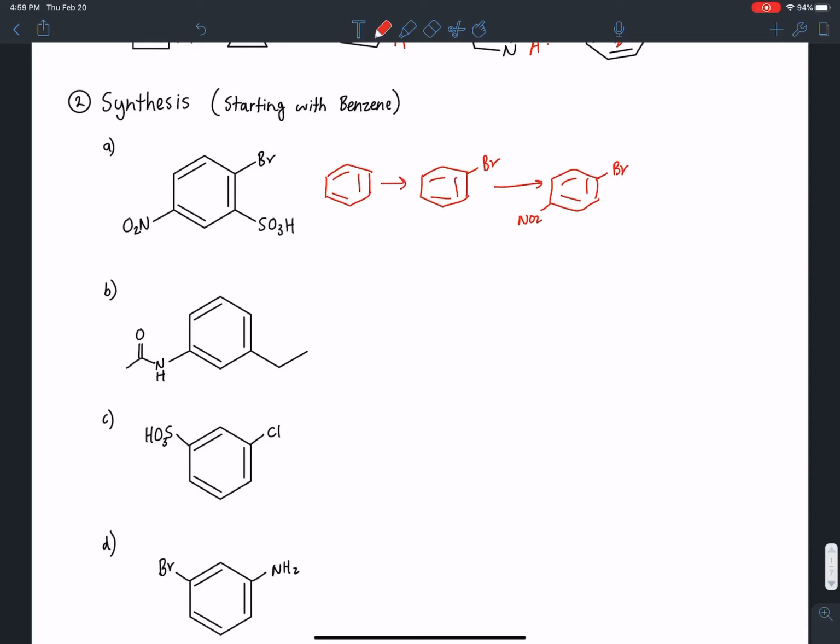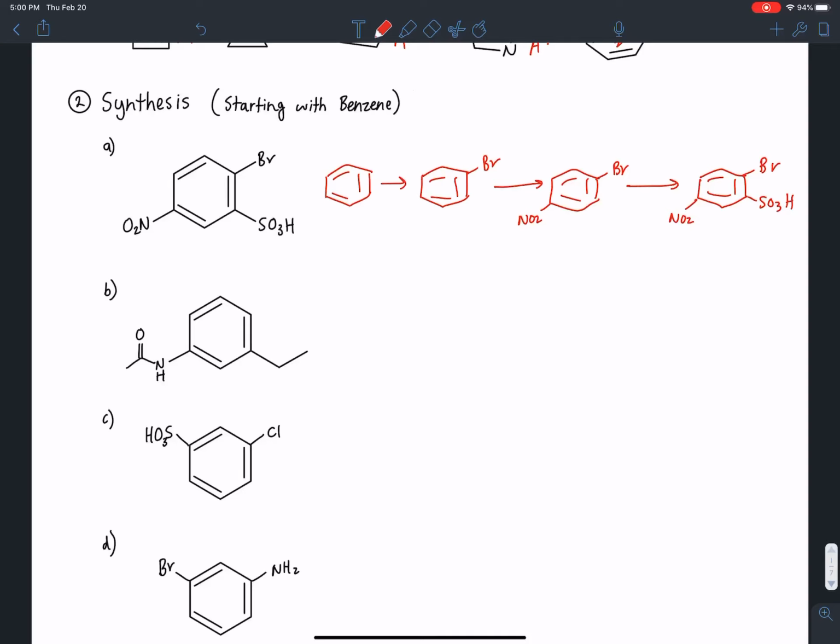And then, which one's the better activator right now? Well, it's still this Br, so the next thing should go ortho, which is here or here. So we can add the last thing, which is SO3H. Br, NO2, SO3H. So it would be these 3 steps in these exact orders.